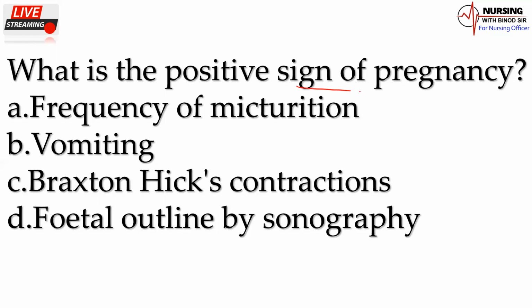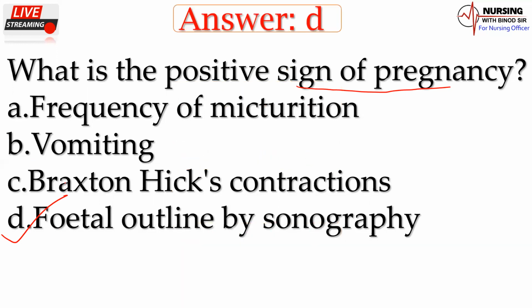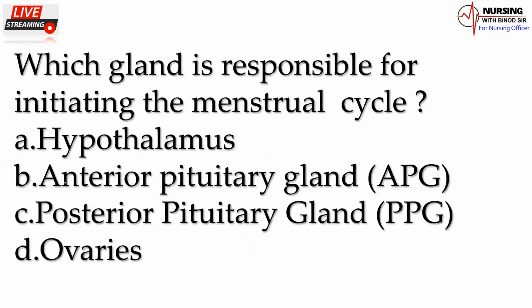Positive sign of pregnancy. What might be the right answer of this question? That is D option. That is fetal outline by sonography. You must have to remember this one. Have you got it? D option is the right answer. Now we'll come back to next question.